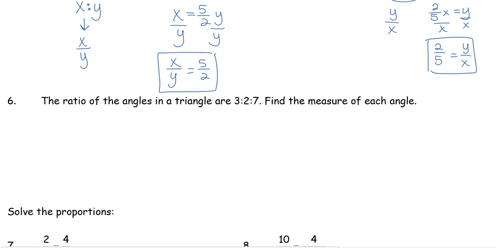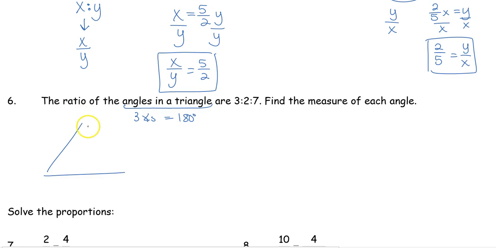The ratio of the angles in a triangle are 3 to 7. We've talked about the ratio of side lengths a lot. We've talked about ratios of angles. And if you remember, when we have a ratio, a lot of times all we did was add x's to it. So we did ratios of complementary angles, ratio of supplementary angles. So the ratio of the angles in a triangle, well, we know that in a triangle we have 3 angles, and those 3 angles equal 180 degrees.